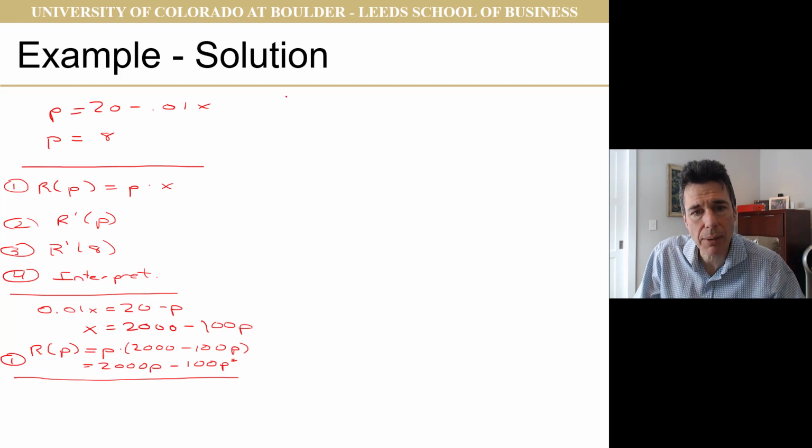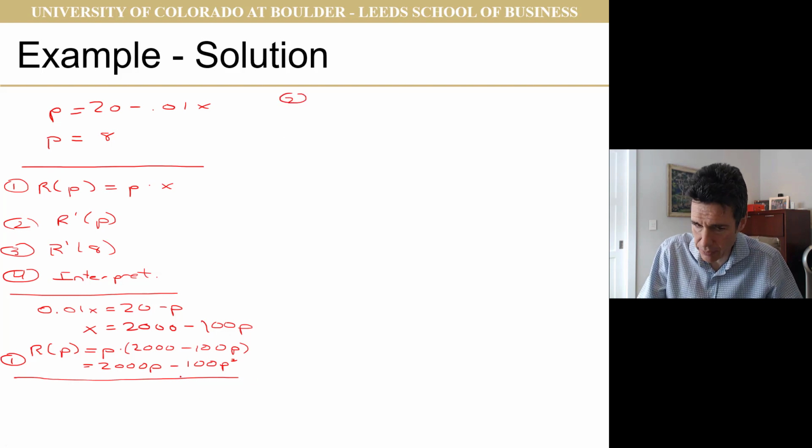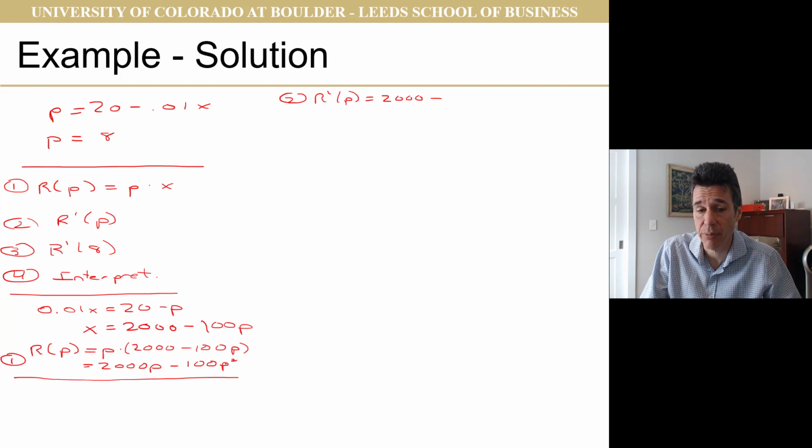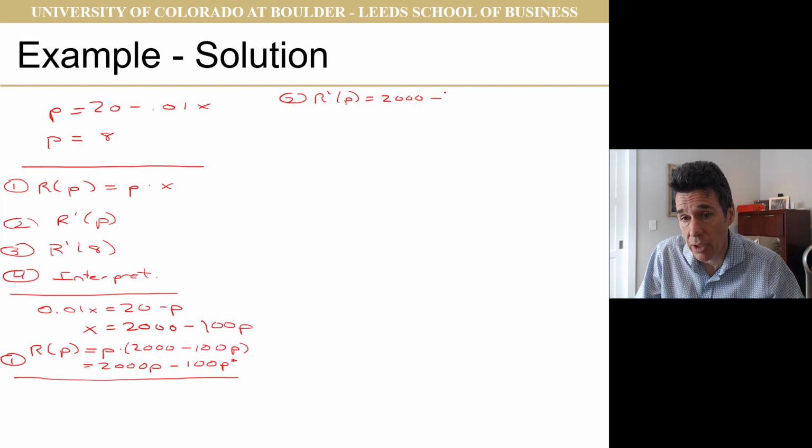Let's go up here. Step 2, take the derivative. Okay, this derivative is straightforward. It's a quadratic equation here in P. So r prime of P is equal to the derivative of the first term. We have a p to the power 1. Derivative of p to the power 1 is just 1. So that's 2,000 minus 100 times the derivative of p squared. The derivative of p squared is 2p. So that's minus 200p. So that was step 2.